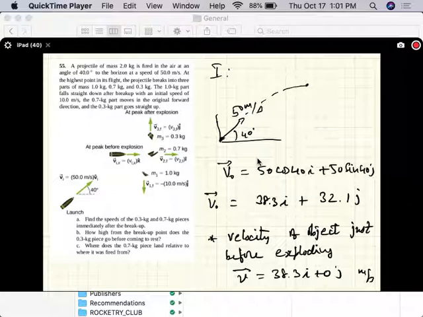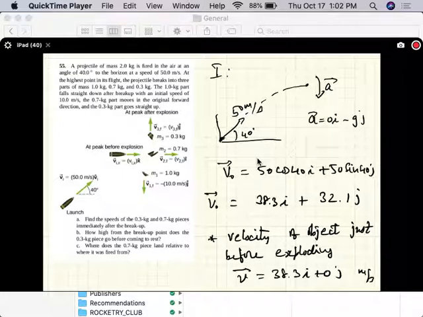Here's what our friend said. The acceleration due to gravity is there. Acceleration is 0 i minus g j. This is what tells you that the x component of the velocity is not changing. Only the y component of the velocity changes. You have acceleration in the y direction. Okay?